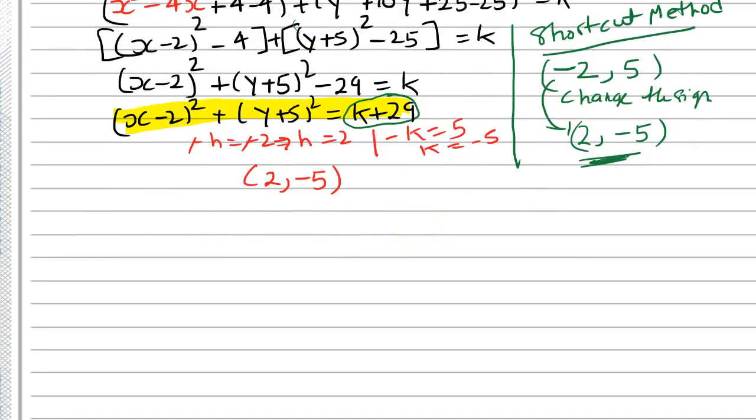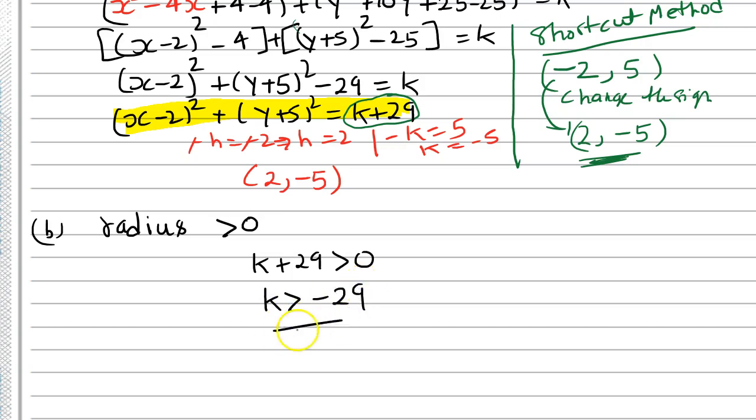So it is the b part, the radius must be greater than 0. Yeah, must be greater than 0. So k plus 29 should be greater than 0. If you subtract 29 from both sides, you get k is greater than minus 29. That is the range of the value. K is greater than minus 29.